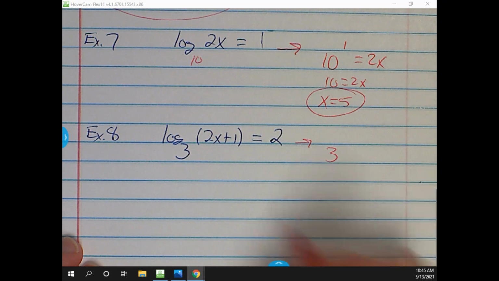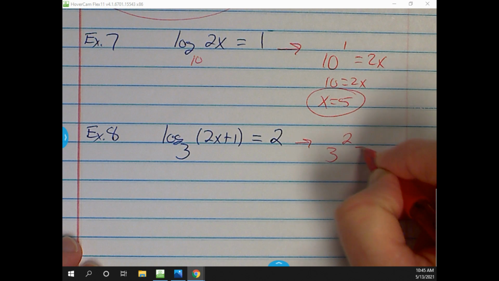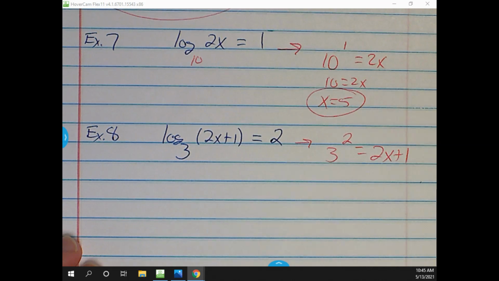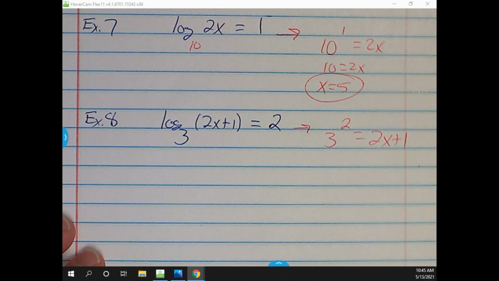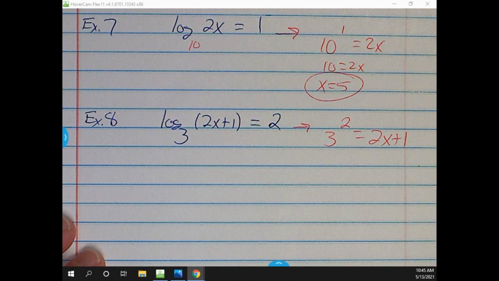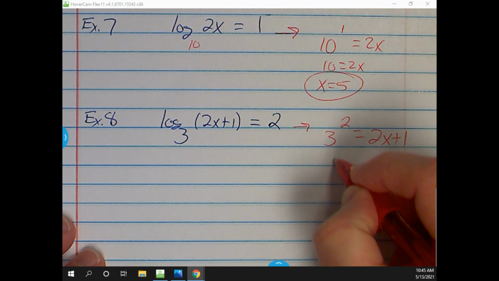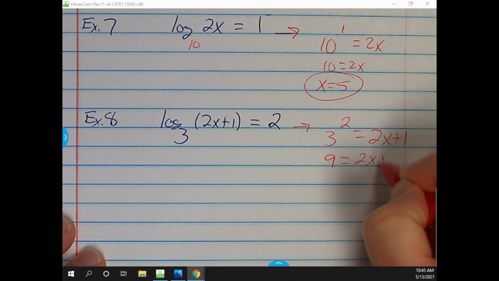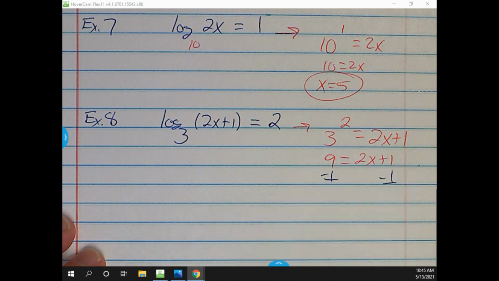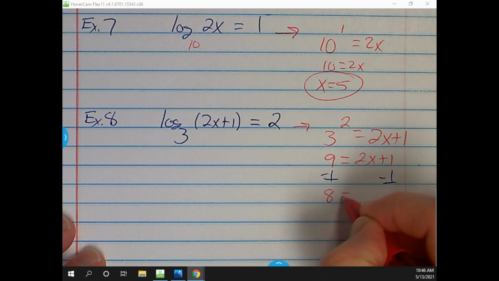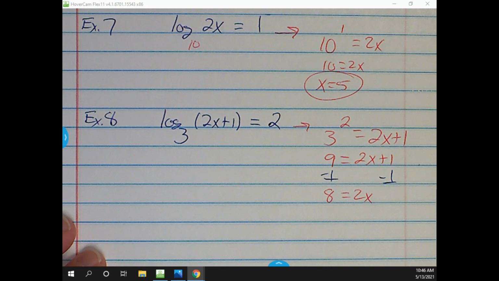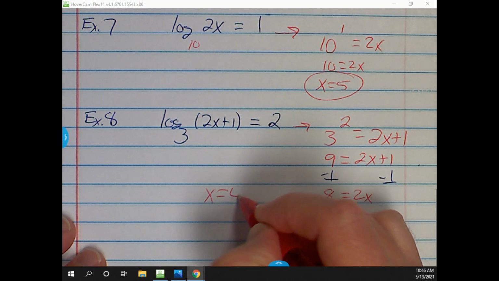So base is 3, we move the 2 over here, and the 2x plus 1 goes over here. And then from there, it's just a regular solving equation. 3 squared is 9. Subtract 1 off both sides. Eight equals 2x. So then we take 8 divided by 2, so then we get x equals 4.